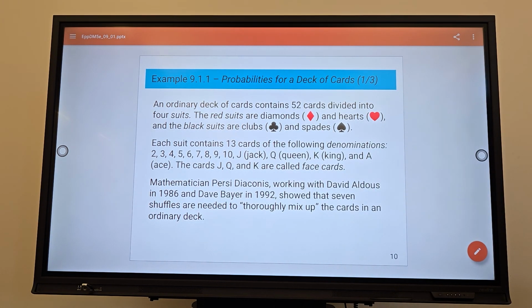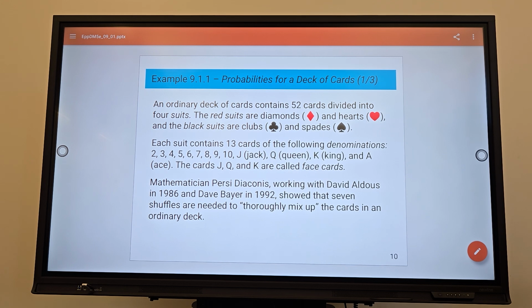An ordinary deck of cards contains 52 cards, divided into 4 suits. The red suits are diamonds and hearts, and the black suits are clubs and spades. Each suit contains 13 cards of the following denominations. The cards J, Q, and K are called face cards.